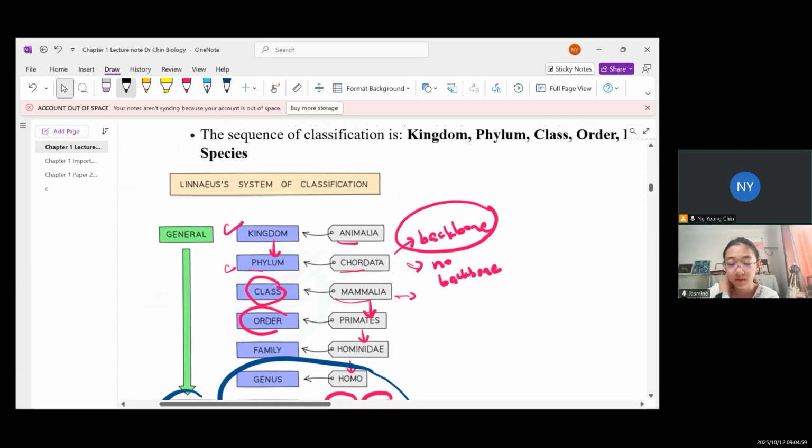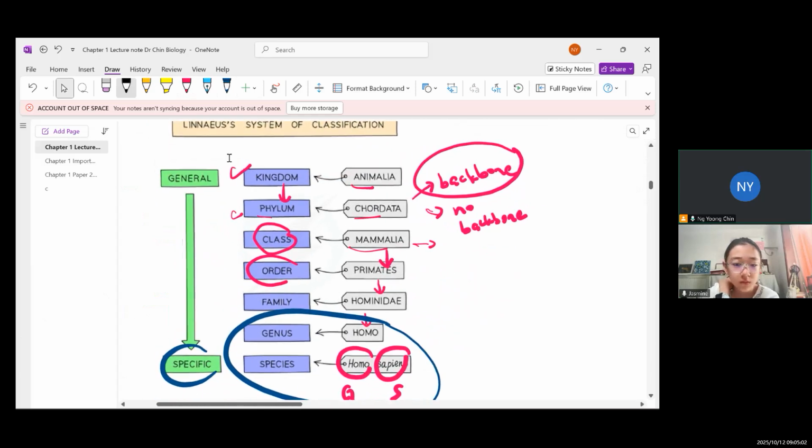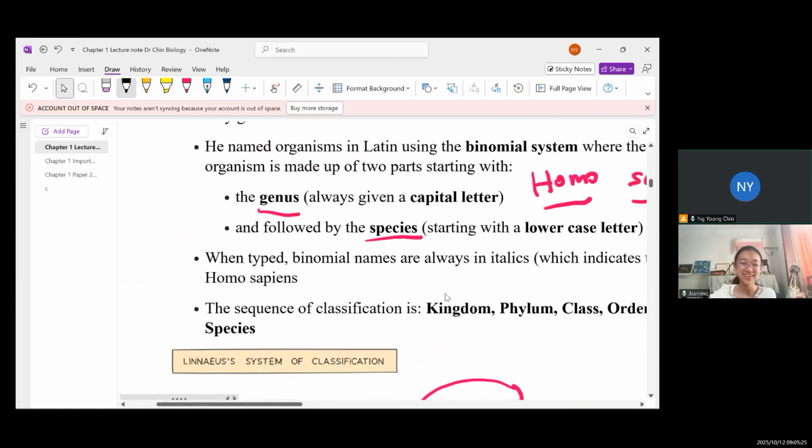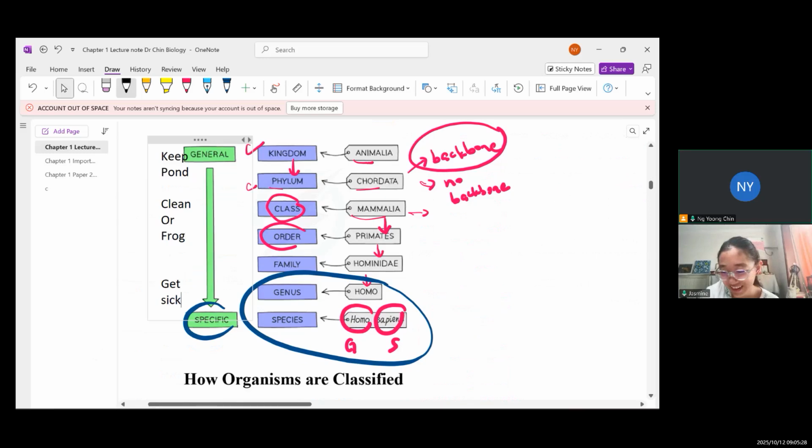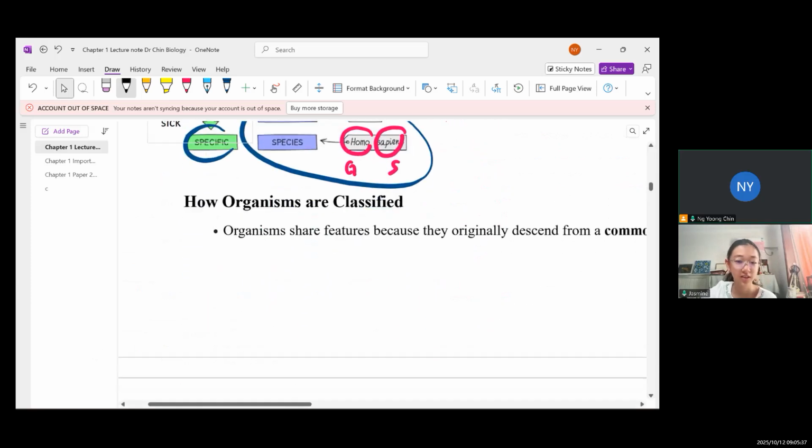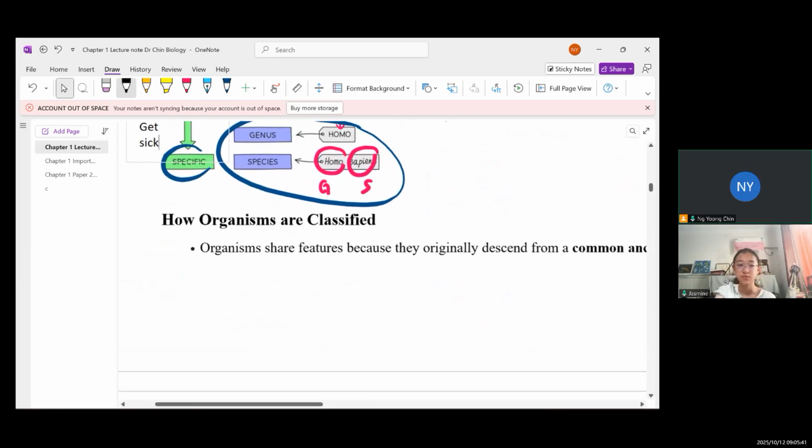And then how are you able to remember those classifications? You can remember like this, okay? You see, kingdom, phylum, class, order, family, genus, species. So it will be that keep, okay? Keep on clean, or frog get 6. Okay. So this is the way you memorize biology. Actually, when you study biology, because it's a lot of memorization words, you need to figure out the way to memorize it. As long as you can remember.